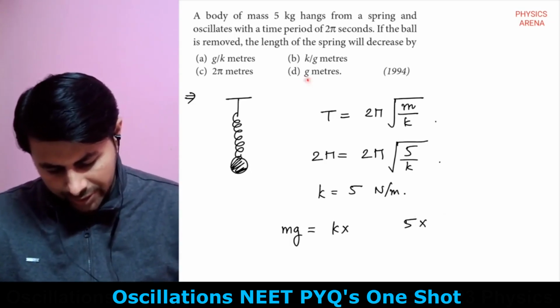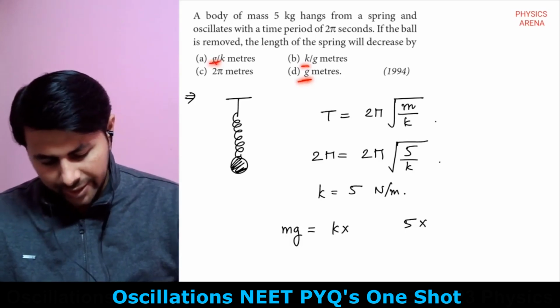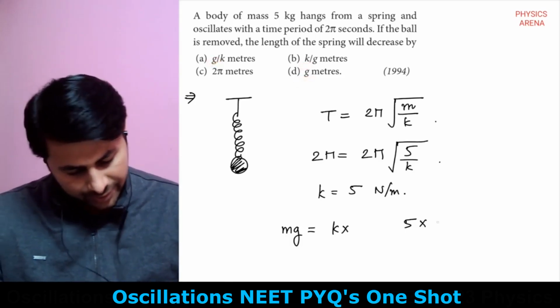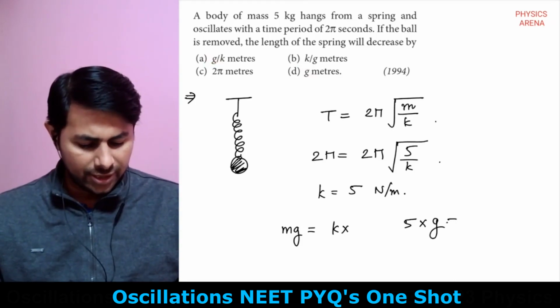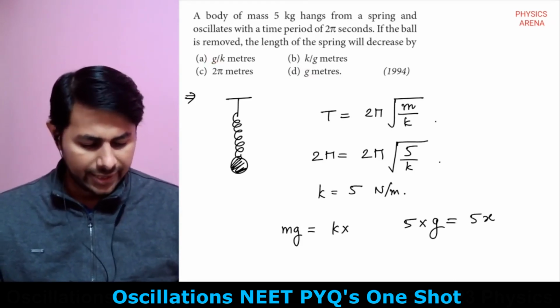So 5 multiplied by g, which is 9.8. But in the options it is g by k, k by g, so let's keep g as it is. Okay, so 5 times g is equal to k times x, that is 5x. 5 gets cancelled, x is equal to g.